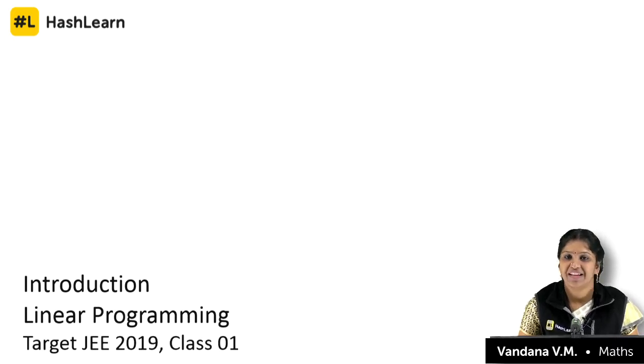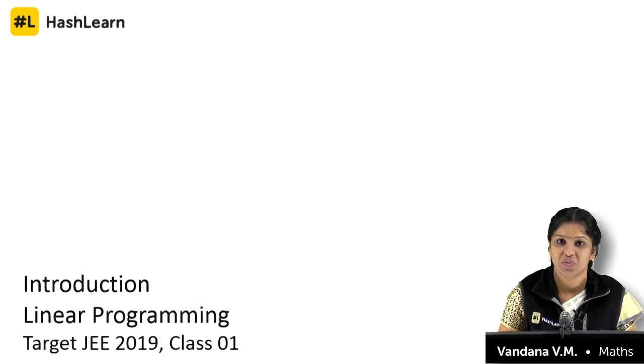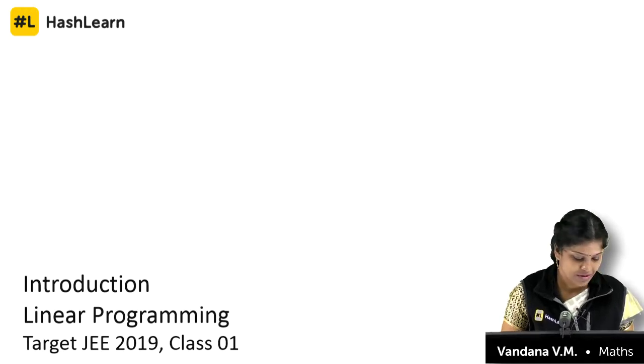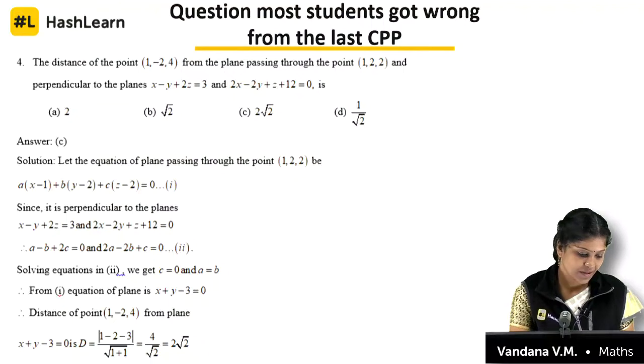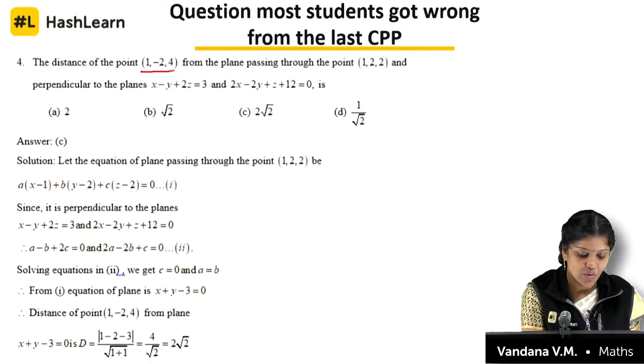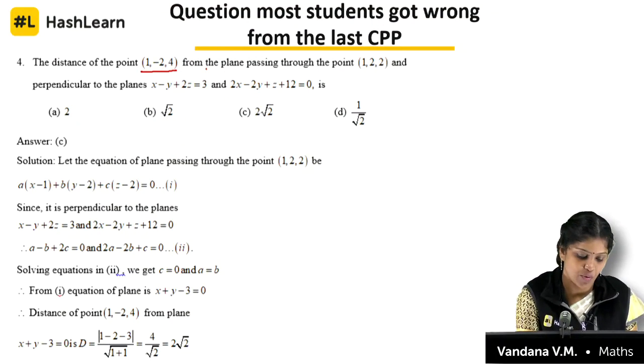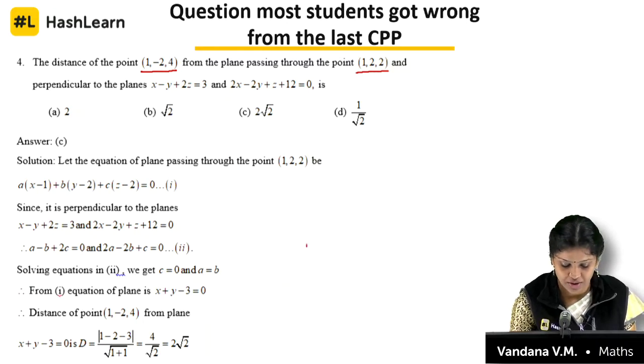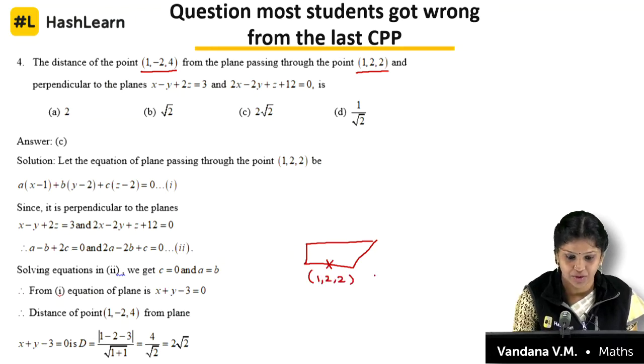Before starting the class, let us start with the CPP question where most of the students went wrong. Here goes your question. The distance of a point (1, -2, 4) from the plane passing through the point (1, 2, 2) and perpendicular to these two planes. So, there is a plane. This plane is passing through (1, 2, 2).